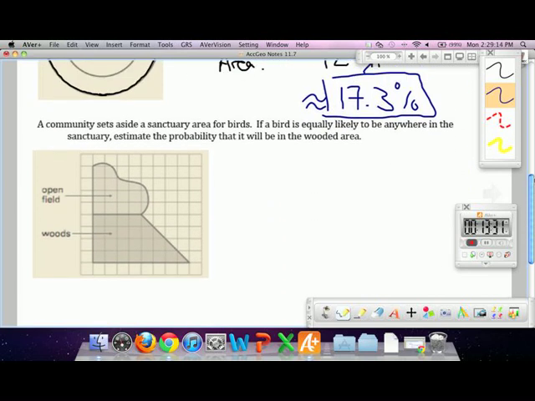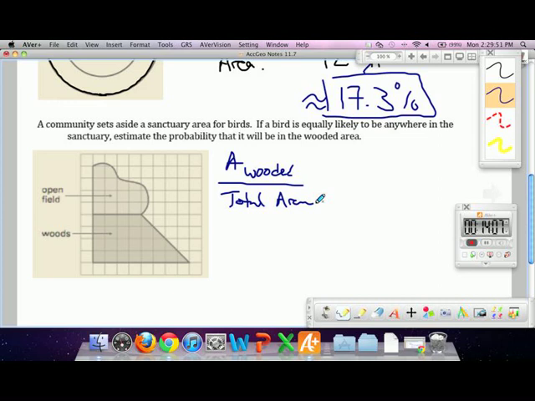And we do the same thing for this little treasure hunting area. Notice that I don't have an exact area for this open field. It's just kind of like wobbly. So I'm going to have to estimate it. If the bird is equally likely to be anywhere in here, I want to compare the area of the success, which is the wooded area, compared to the total area. So I need to be able to calculate these things.